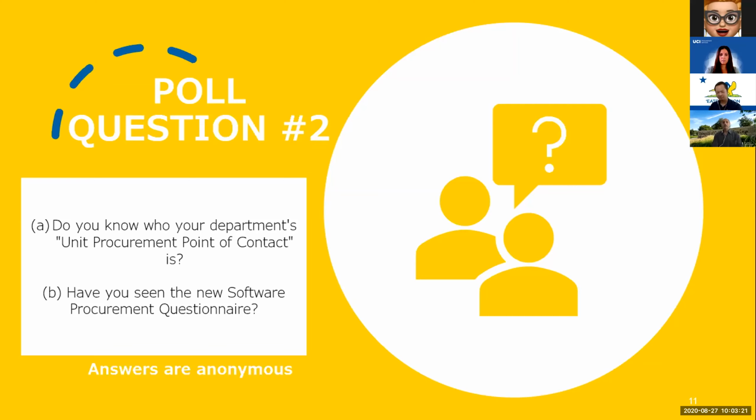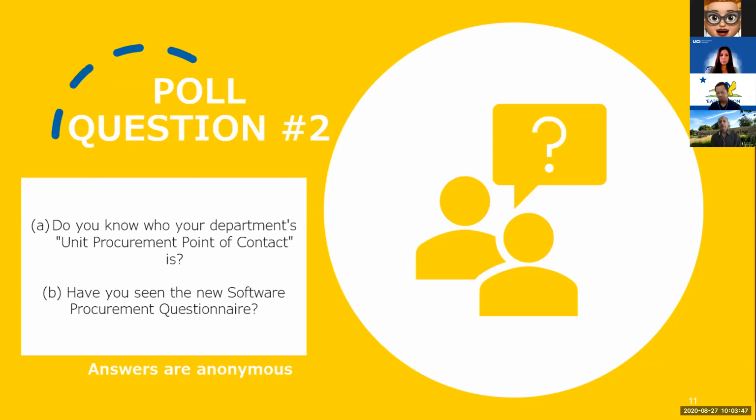So if you have not seen the procurement questionnaire for software, and if you ever need to buy any software, including any of the items that may be readily available, please make sure to fill out the procurement questionnaire, because that's what's going to be important for you to be able to determine whether a data security review is going to be needed or not. And Patrick's going to go into a lot more details about that in the next few minutes.